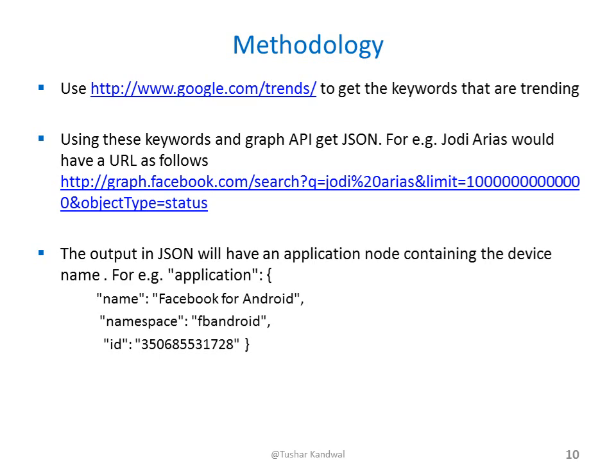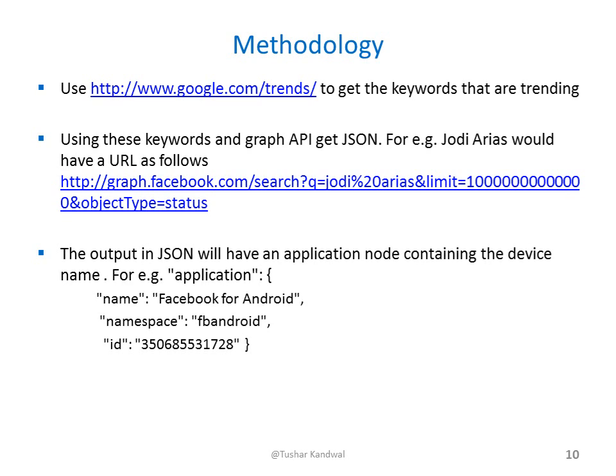The methodology that I used for this was going to google.com/trends to get the keywords that are trending, and use those keywords and the graph API of Facebook to get the JSON. So, for example, Jodi Arias would have a URL as follows. Jodi Arias would be the keyword, and then you enter the keyword into the URL http graph.facebook.com/search, and then after q, we give whatever the keyword is, and we give a limit as an obnoxiously high number just so that everything comes into one page and we don't have to navigate through multiple pages through pagination.